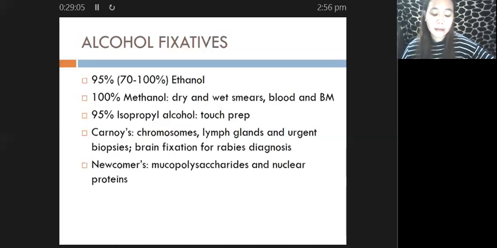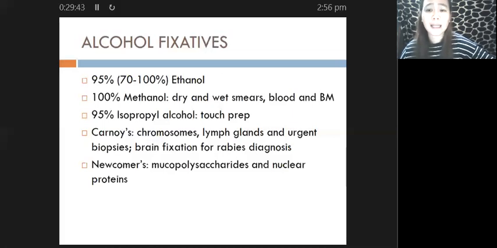And do not forget that your ethanol preserves, but it does not fix. It preserves, but it does not fix your glycogen granules. If you read the explanation provided by Gregorius, it means your glycogen itself is preserved. However, the architectural pattern of your glycogen in your cells is not preserved.